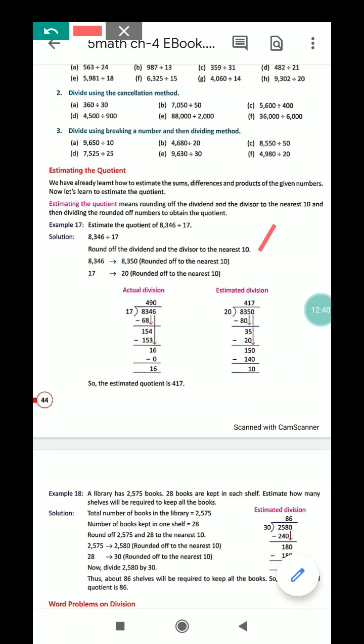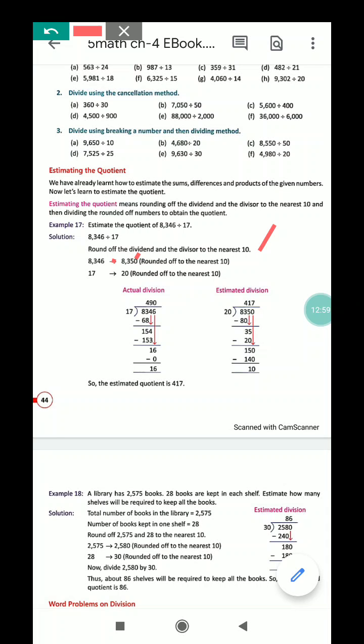Here we are getting 6 in the ones digit, which means it is greater than 5, so we will round it off to the nearest 50. So 8350. And 17, it is also greater than 5, so it would be rounded off to 20.